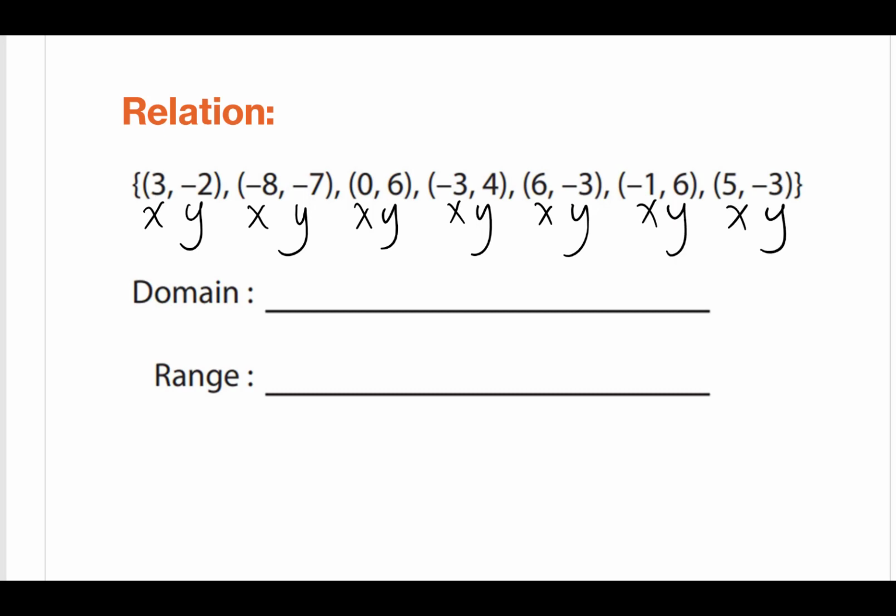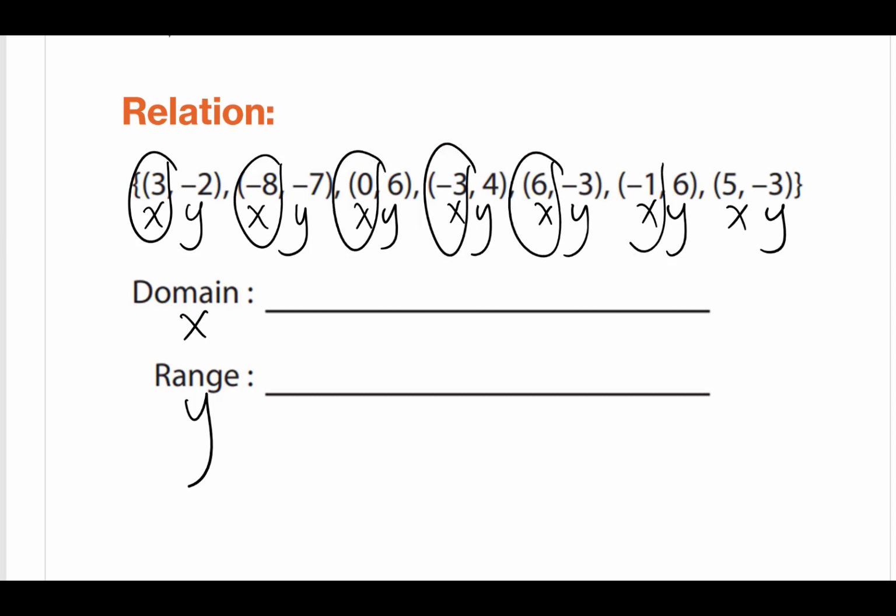Okay, so now remember, what letter is domain? Domain is X. What letter is range? Range is Y. So for domain, we can circle all the X's. This is domain. Okay, and we're going to do squiggly brackets like this, and we're going to write a list. So necesitamos escribir una lista de los números de domain. So necesitas dibujar un círculo alrededor los números con la X.